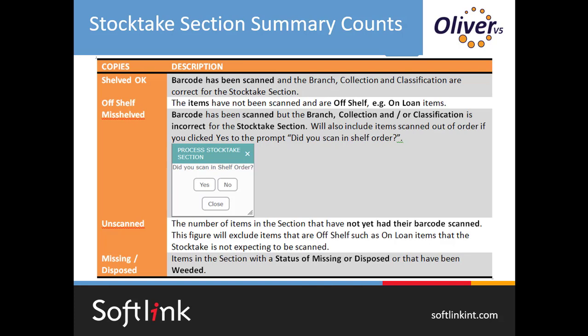that are on loan. Misshelved copies are copies that have been scanned into the section, but the branch, collection and/or classification is incorrect for the section. Or, if you specified that copies have been scanned in shelf order, then these could be copies that have been scanned out of order. Unscanned copies are copies that have not yet had their barcode scanned into the Stocktake section. Missing or disposed copies are copies that are covered by the section range but have a missing or disposed status or have been weeded or weeded and purged since the previous Stocktake.